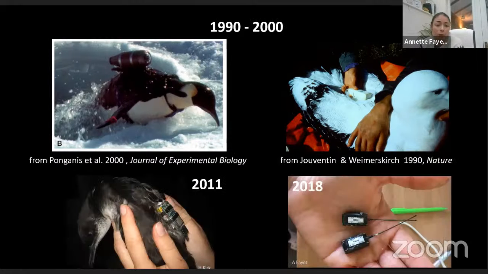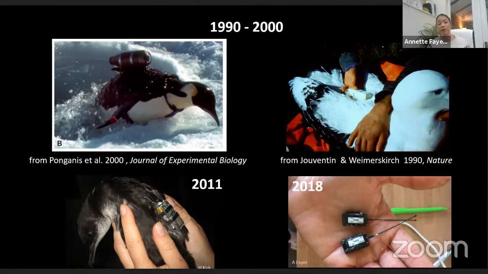And so, for example, at the bottom left, you can see an example of GPS tags I used at the beginning of my PhD 9 years ago on Manx shearwaters. And then on the bottom right, you can see devices are now even smaller and lighter. So these are tags I've used very recently on puffins. Now, these are GPS tags. So they rely on satellites to find a location, and they give you a really precise location, which is great.